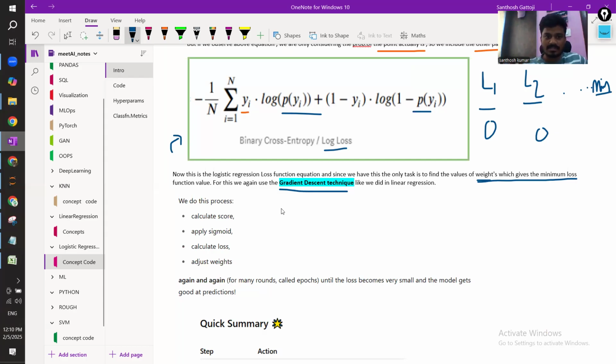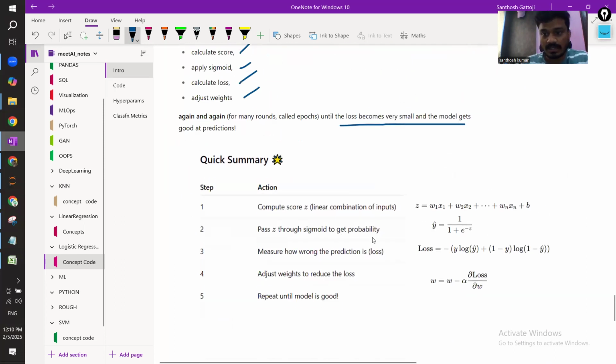But just to summarize what we are doing: first, we calculate the score, apply sigmoid, calculate the output, calculate loss, adjust weights. But how are we doing it? Again and again. We are doing it a few times until the loss delta becomes very small. We are going to see that here.